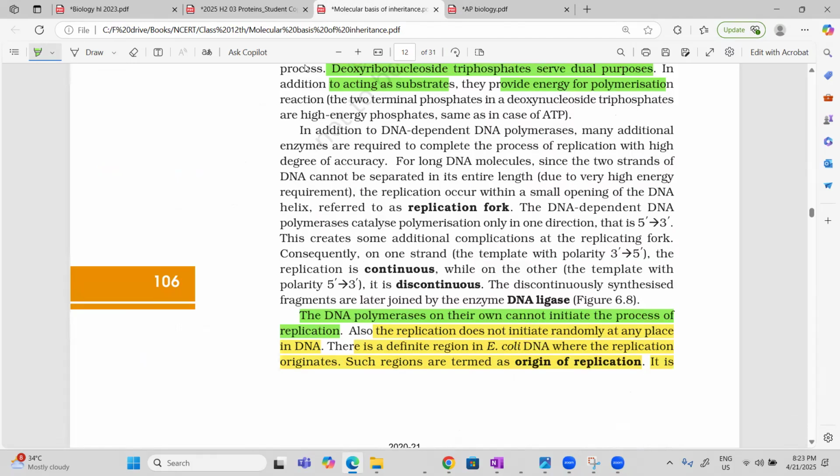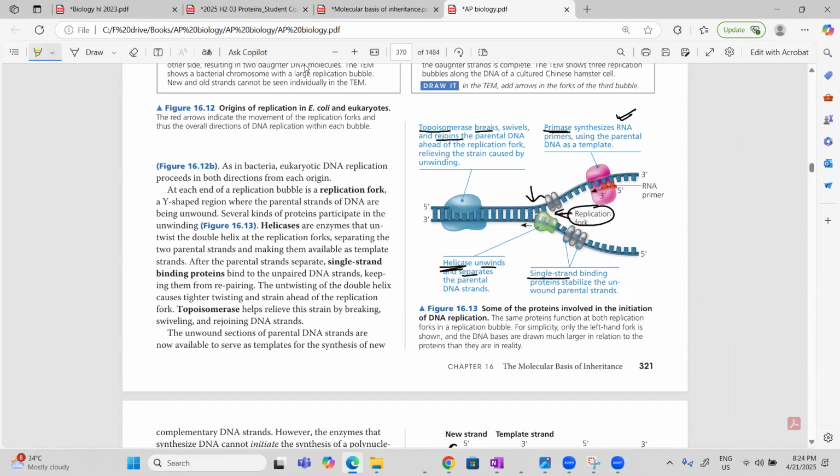Because in our NCERT it is there, DNA polymerase on its own cannot initiate the process. So in addition to the DNA dependent DNA polymerase, many additional enzymes are required to complete the process of replication. So what are the additional enzymes? We studied helicase. Okay, let me show you helicase. We studied single strand binding protein. We studied topoisomerase, primase. These are the few enzymes.